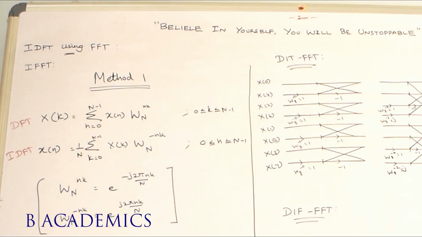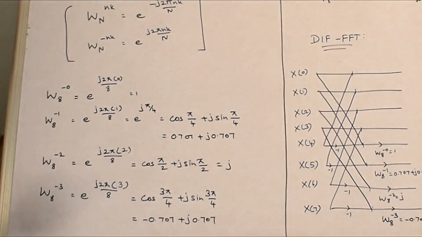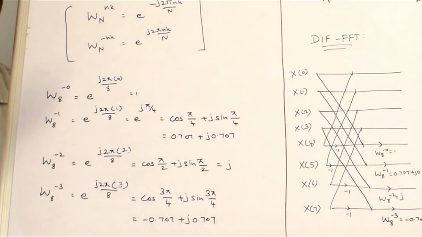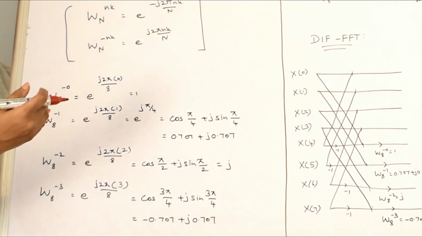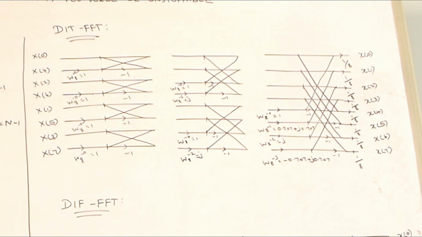In this video, we are going to see how to solve an IDFT problem using the FFT algorithm. This can be called IDFT using FFT, or IFFT. Whereas in DFT using the FFT algorithm, we are given the x of n values and need to find the frequency components, that is, the x of k values. But here we are given the x of k values, and we need to find the x of n values.